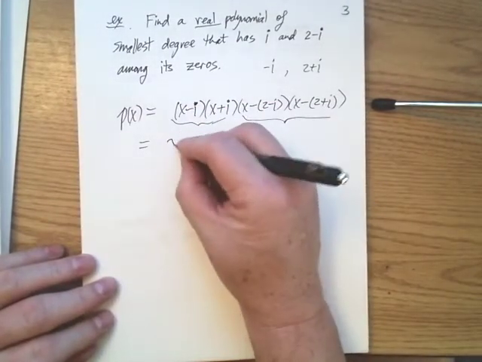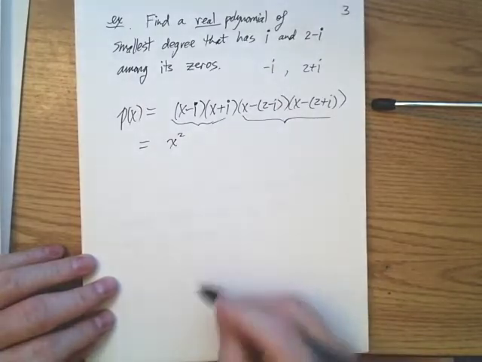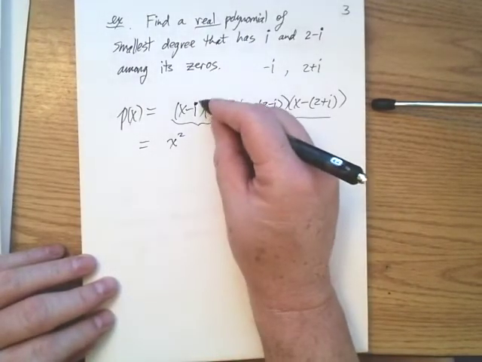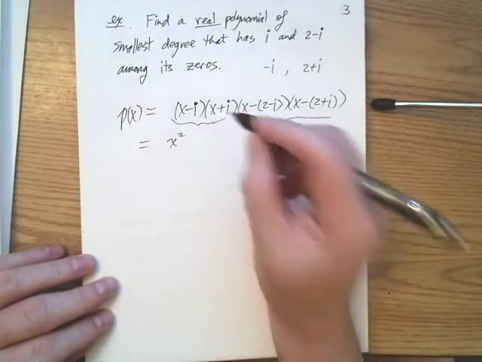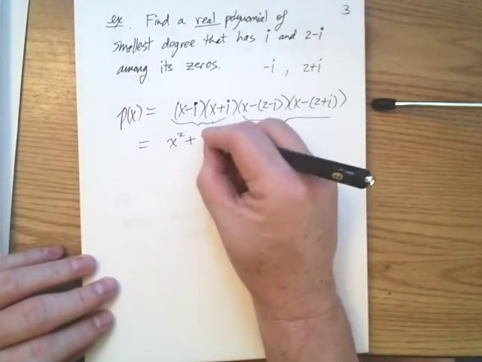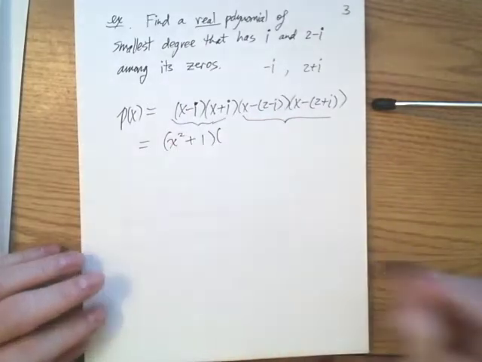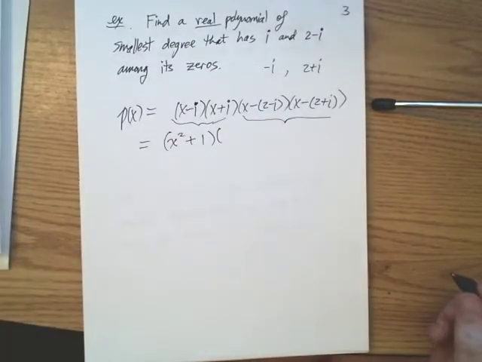Multiplying these two together, I've got what? X squared, okay? When I multiply here, I got minus ix plus ix. Those will cause a cancellation. Minus i squared is -1. So that's really what? X squared plus 1.